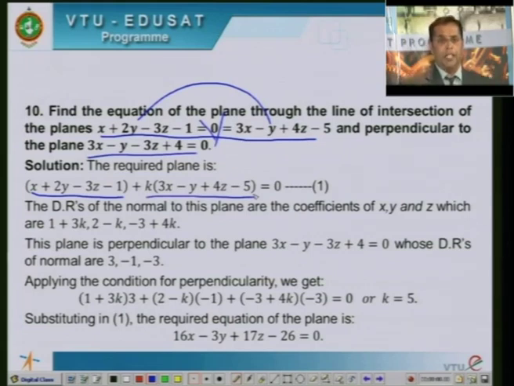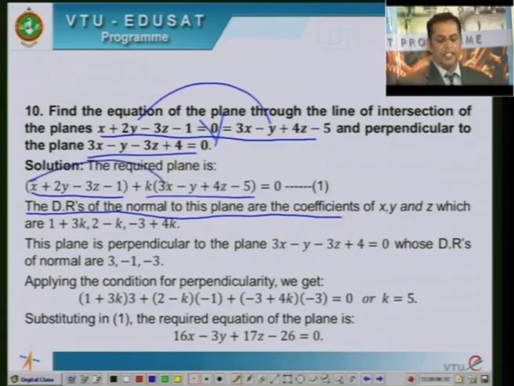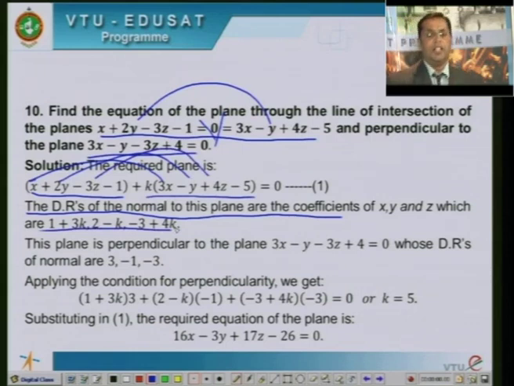So, any problem in a plane that involves parallel or perpendicular planes requires you to look into the direction ratios of the normal. To solve this problem, we take the DRs of the normal to the plane, which are the coefficients of x, y and z in this equation. If you simplify, you see that the x coefficient is 1 plus 3k, the y coefficient is 2 minus k, and the z coefficient is minus 3 plus 4k. So, the direction ratios of the normal to the required plane are 1 plus 3k, 2 minus k, and minus 3 plus 4k.